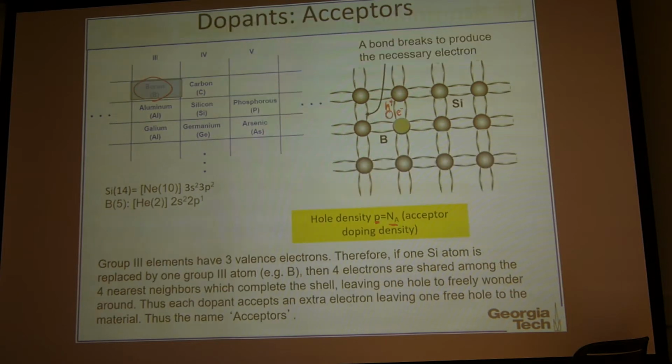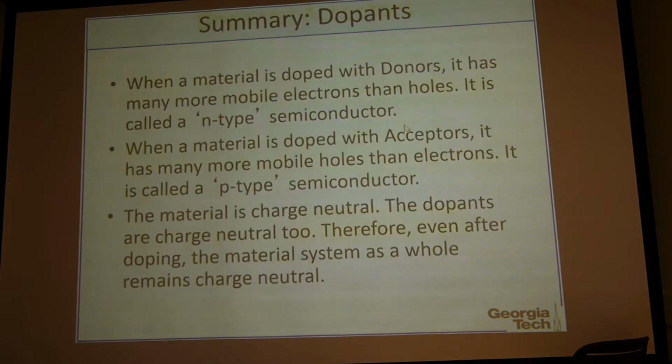Similarly, for the p-type doping, this boron will be negatively charged. You give an additional hole, but this nucleus of the boron will be negatively charged. That's why we have this conclusion: the material is still charge neutral, even under doping. Any questions here?